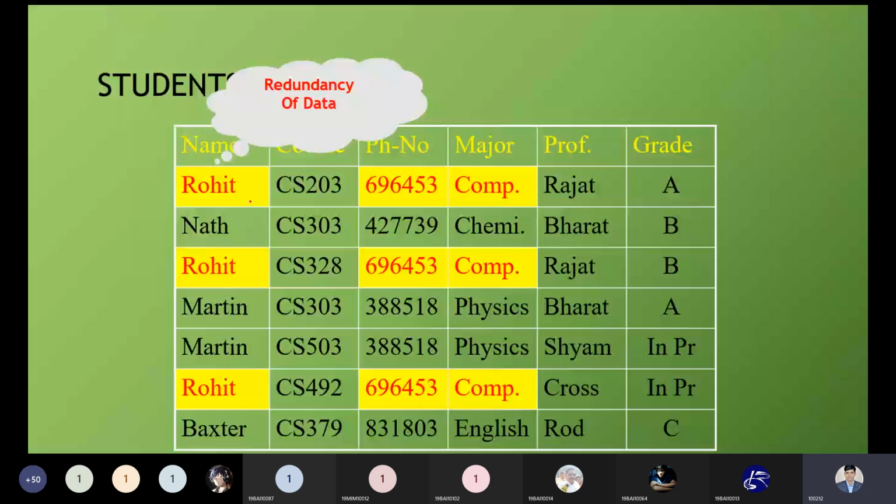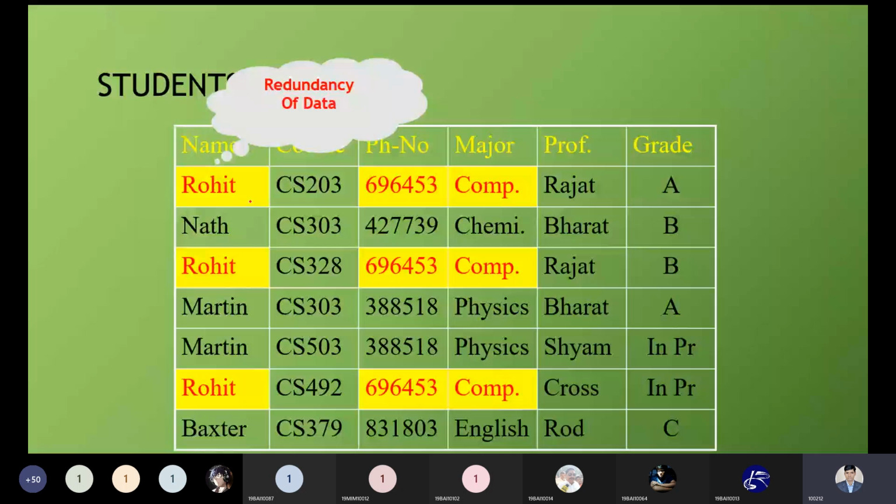Before jumping to normalization, it is a better idea to understand some prerequisite terms. Here we have the first problem, that is redundancy. Is it clear to all what redundancy of data means in a visual way? Is it clear to all? Please tell me if you have any doubt. No doubt. Okay.